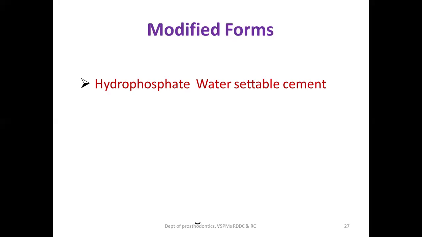Then the second modified form of zinc phosphate cement is the fluoride cement.